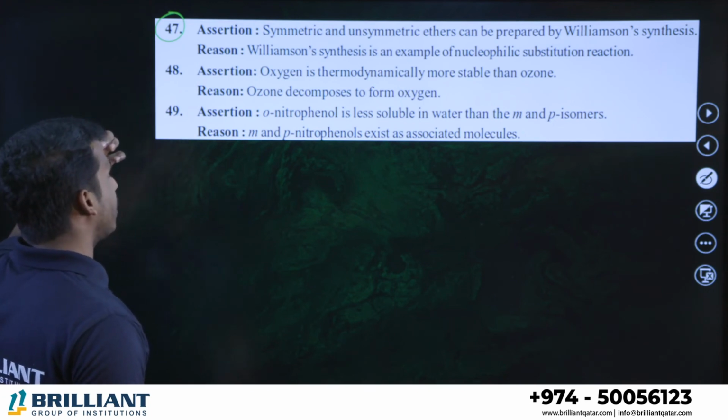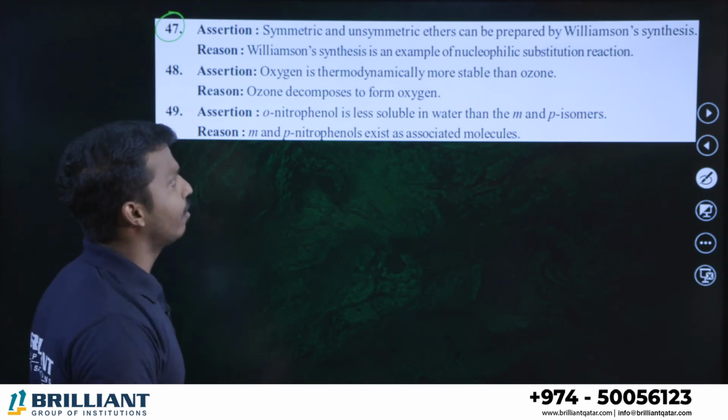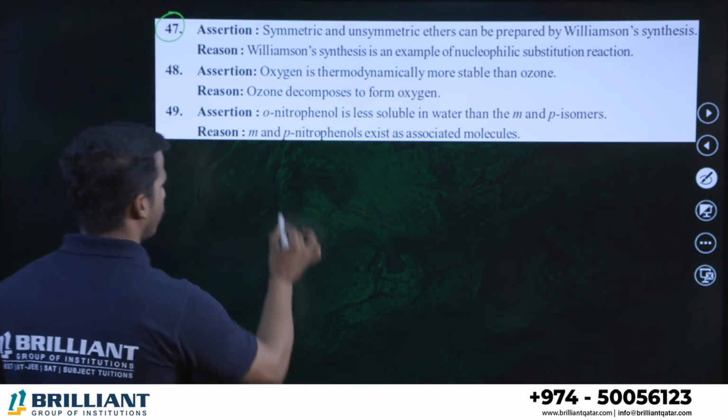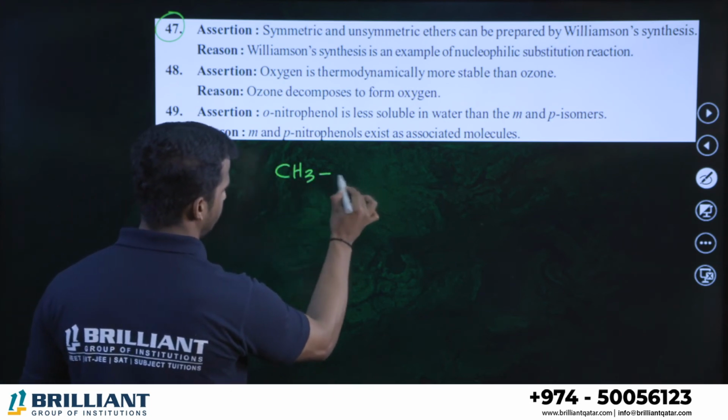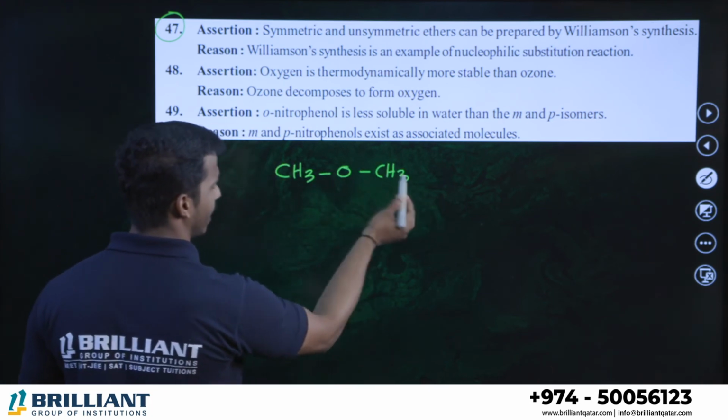Next question, question number 47. Symmetric and unsymmetric ethers can be prepared by Williamson synthesis. You know, through Williamson synthesis, this is a symmetric ether.